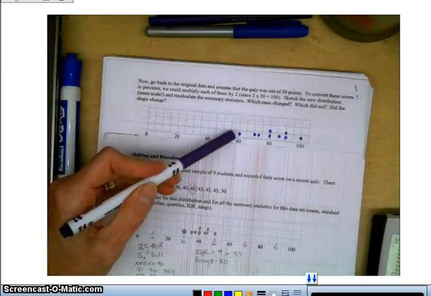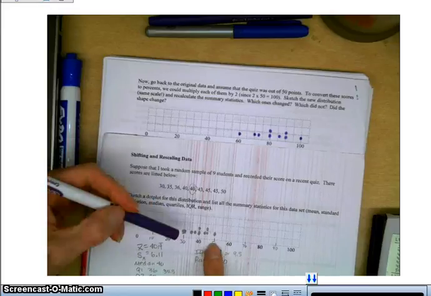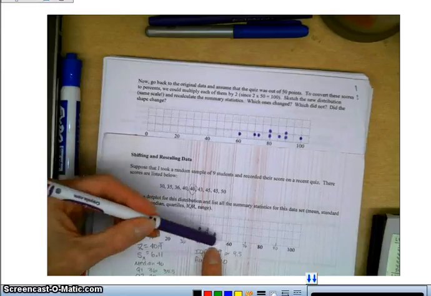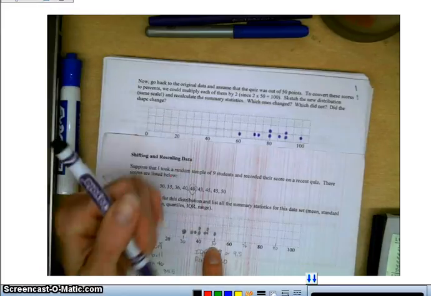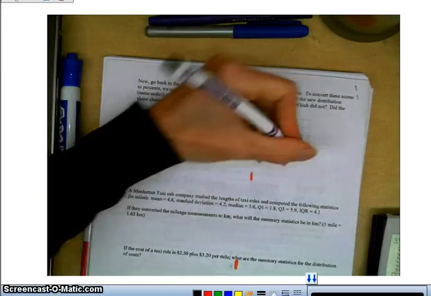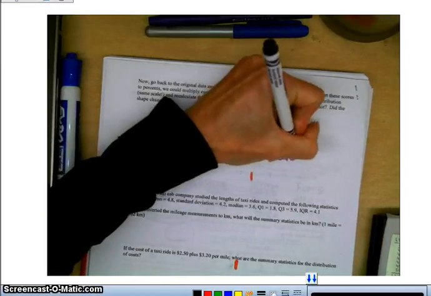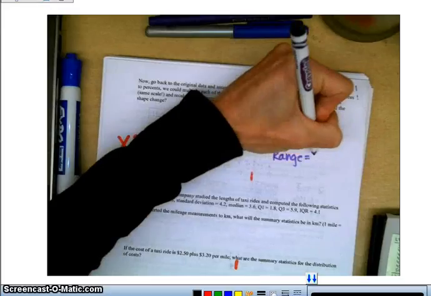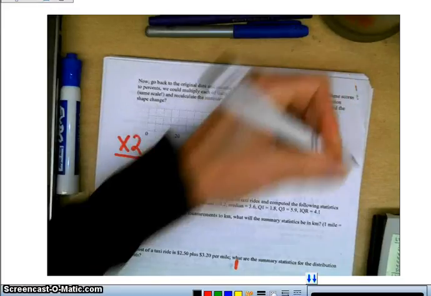Okay, the shape looks similar, but what do you notice about it? Well, I notice it seems more spread out. The range used to be from 30 to 50, now it's from 60 to 100. Okay, so I do notice something about the range. So we could even write down the range. We know that has changed. The range is 40 now, and so that has changed.